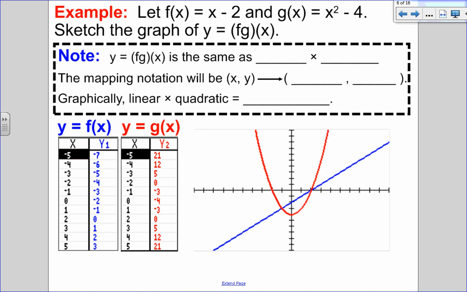Okay, let's do an example here where we have a graph, and we're going to look at an example with multiplication and with division.